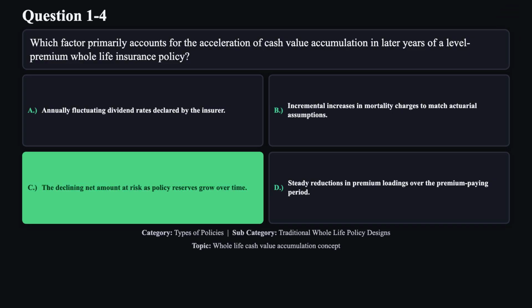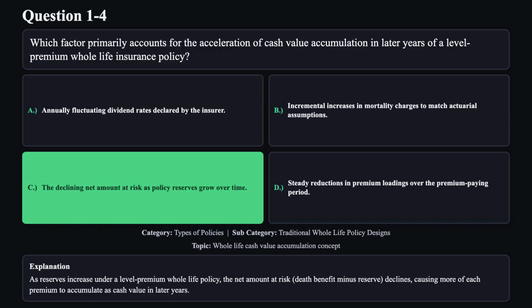The correct answer is C. As reserves increase under a level premium whole life policy, the net amount at risk, death benefit minus reserve, declines, causing more of each premium to accumulate as cash value in later years.